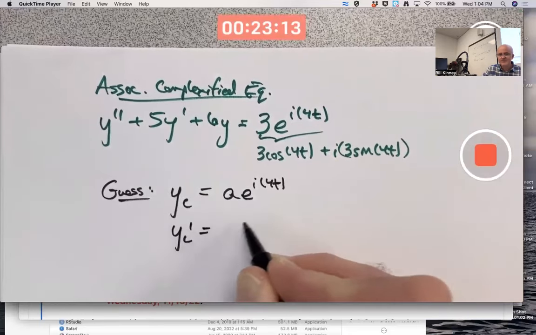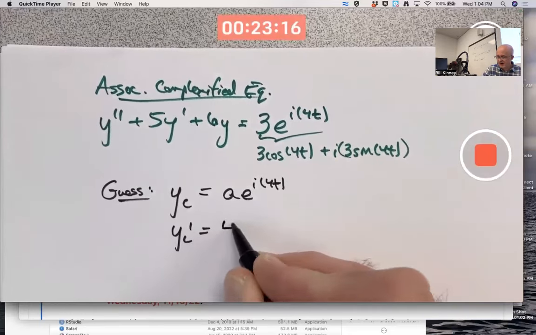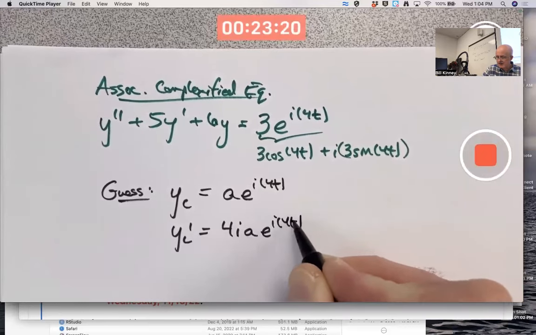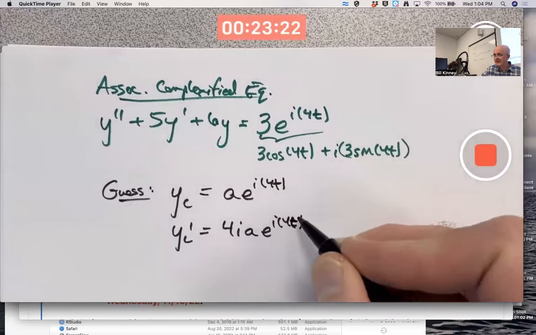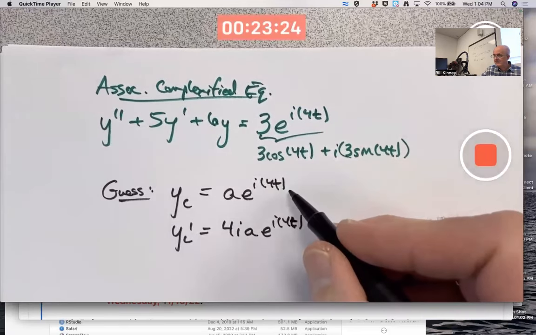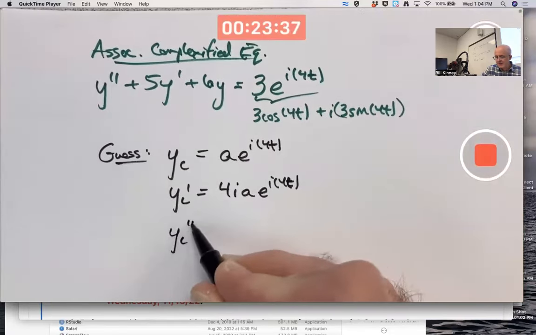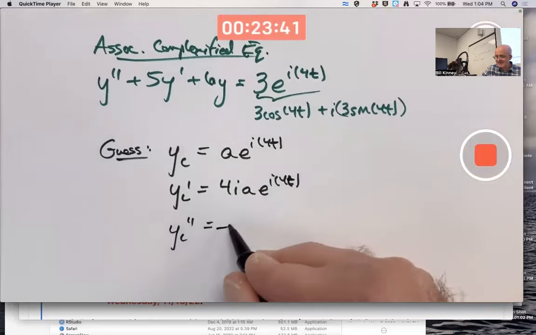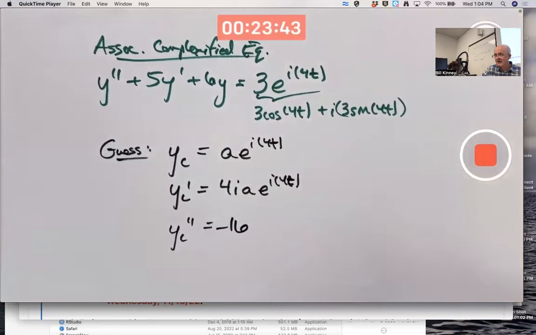Take the derivative. Use the chain rule. You'll get an extra factor of 4i, right? And differentiating with respect to t, what gets multiplied by e up there? 4 times i. You need to have the 4t in parentheses. You don't have to, but I like doing it. For the second derivative, we get another factor of 4i from the chain rule. 4i times 4i is negative 16, right? Because i squared is negative 1.